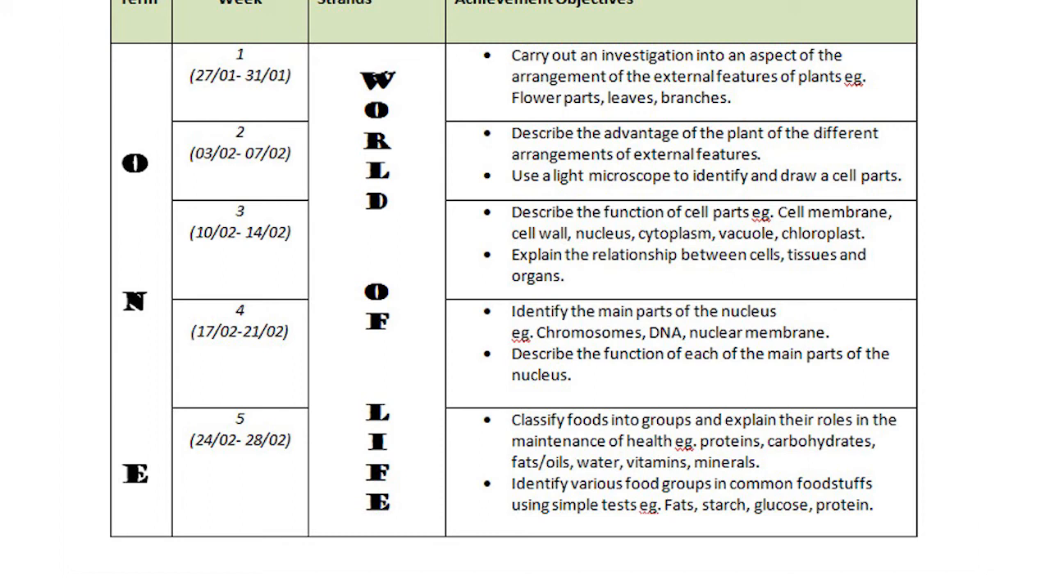And then the weeks on this column, you can also write the dates. And then the strands, you can write the strand. And then achievement objectives or learning outcomes. Okay, so that is an example of a subject term plan. It's a Year 9 Science term plan.